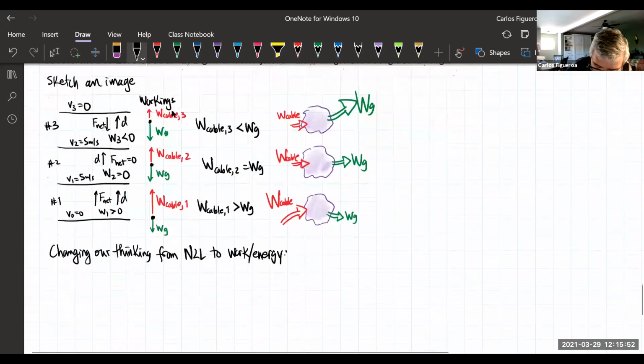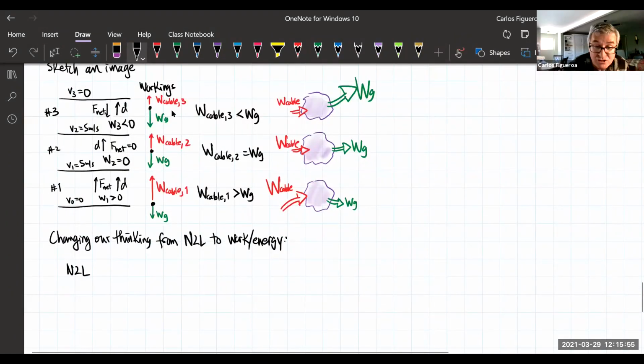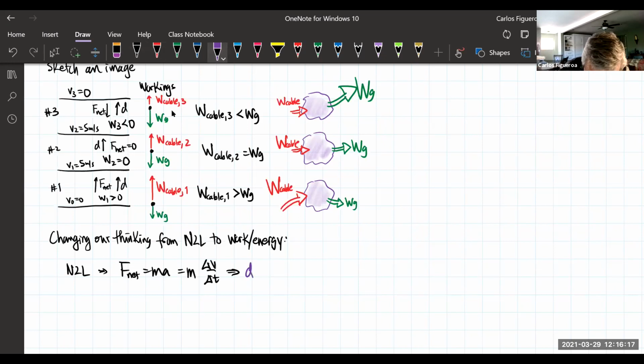Because when I look at N2L, what does N2L tell us? N2L tells us that we're talking about mass times acceleration. But wait a minute, what is acceleration? Acceleration is about the change in velocity. And when you're looking at this change in velocity, what we're seeing here is that this depends on V.